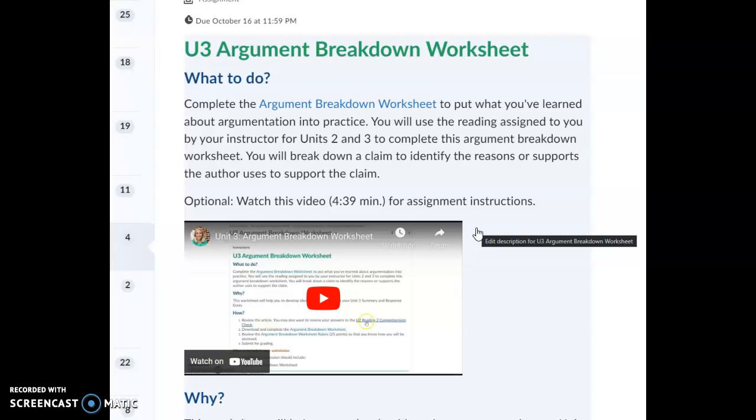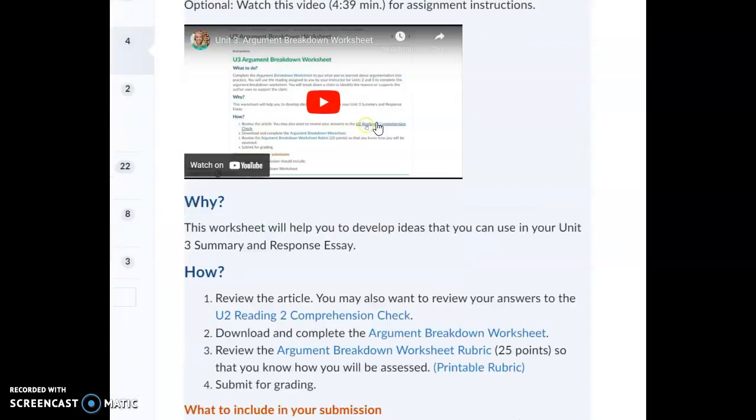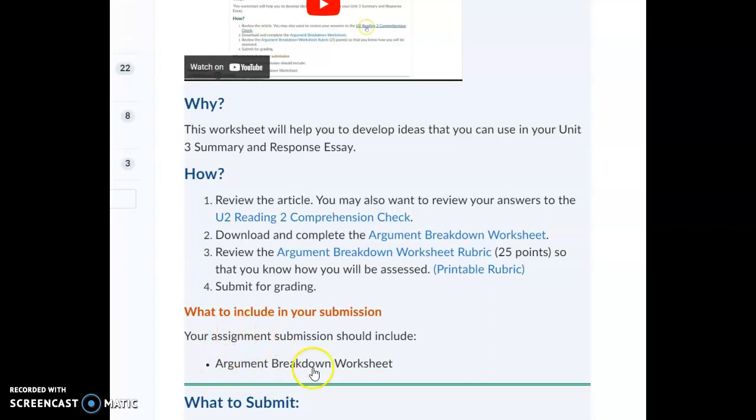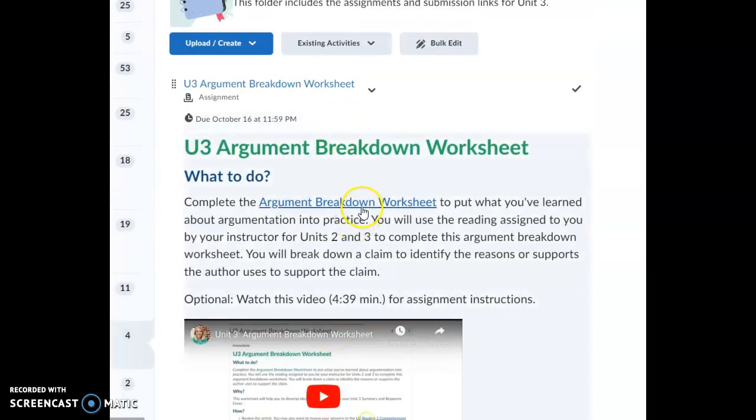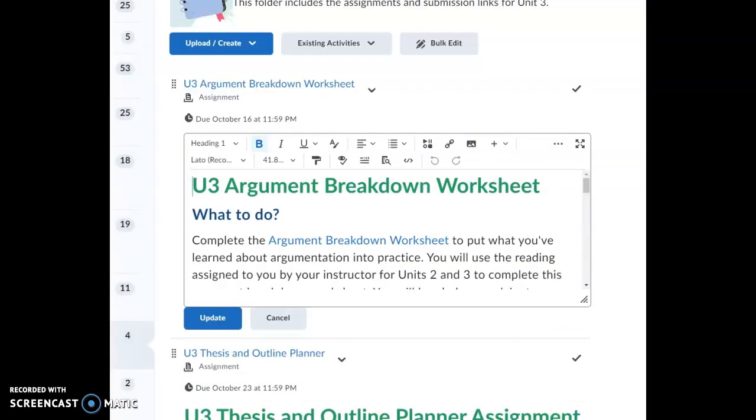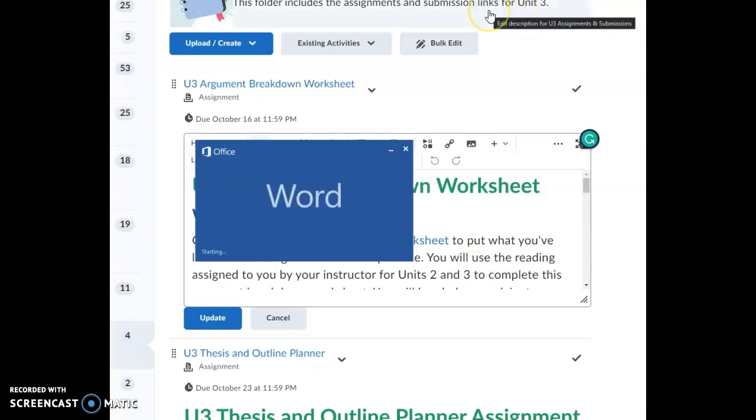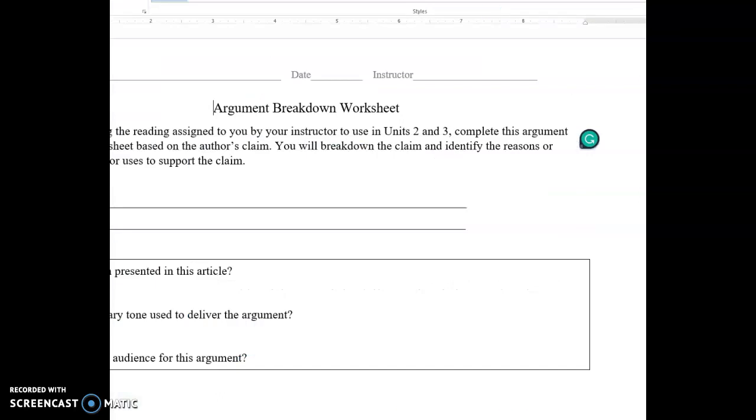So what you're going to be doing in this argument breakdown worksheet is looking over reading 2 and analyzing the main argument of reading 2. What you'll actually submit is the worksheet itself. You can see it right here. The worksheet is linked right here, so you click it and download it, and it looks like this. I'm just going to go over a couple elements of it and give you some advice in this walkthrough video.